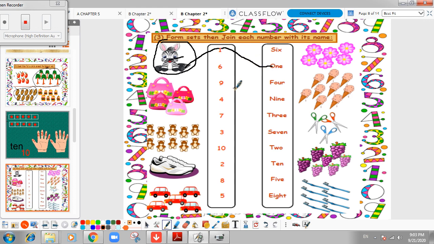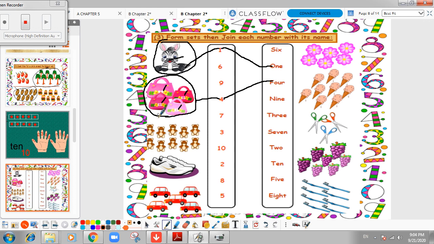The next one. What can you see here? You can see a lot of beautiful bags. They are the same kind, so I will put them on one set. And now let's count how many bags here I have. 1, 2, 3, 4. I have 4 bags. So I will match them to number 4. How can I write 4 in letters? Who can remind me? Great job. F-O-U-R, 4. So I will match it to its name.